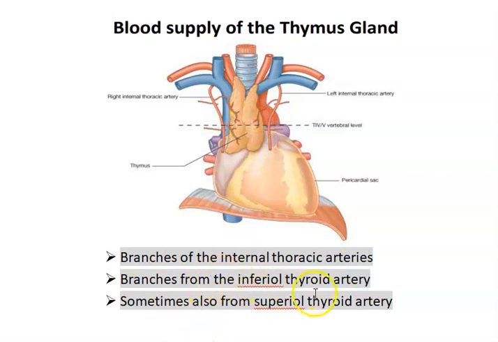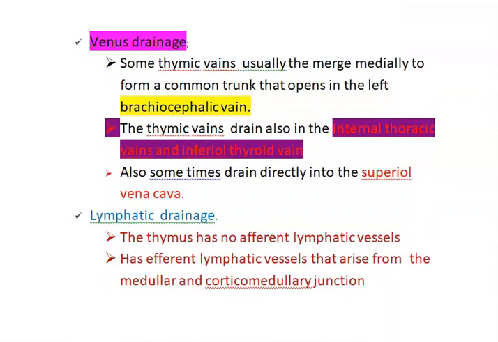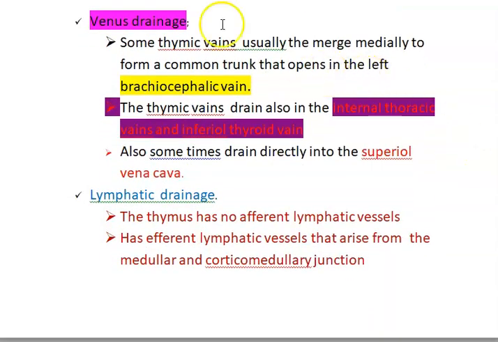Branches from the inferior thyroid artery as well supply blood to our thymus. Also sometimes from the superior thyroid artery. Those are the arteries that supply blood to our thymus. How is the blood from there drained? Some thymic veins usually merge medially to form a common trunk that opens into the left brachiocephalic vein. So what we are saying here is that blood from the thymus will be drained into the brachiocephalic vein.